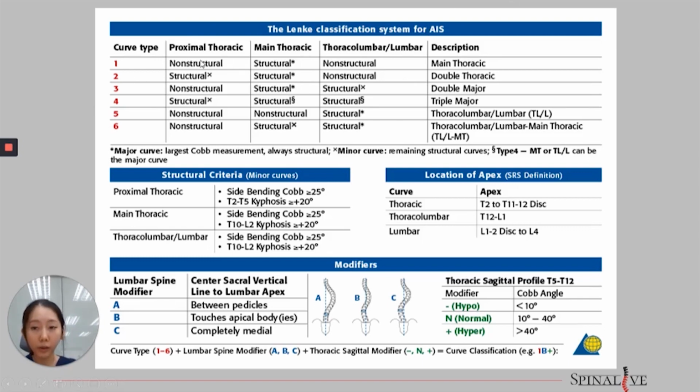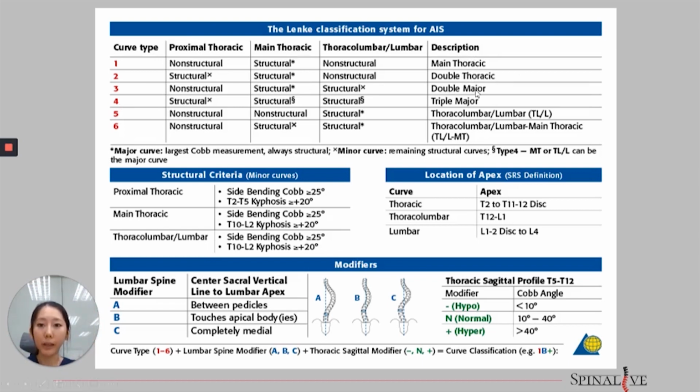Structural and also non-structural. Non-structural meaning is a functional curve. Structural is more of something that is permanently fixed. So this few categorization you can check. The first one being a main thoracic curve, with the main thoracic curve being a structural curve. The second one would be a double thoracic, meaning proximal thoracic and main thoracic is affected, the upper thoracic and the middle thoracic being the bigger curve.